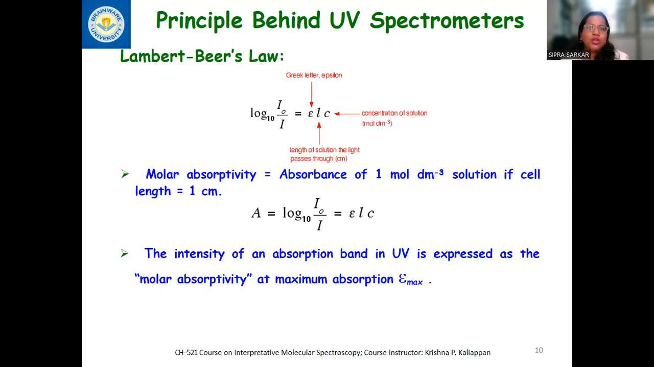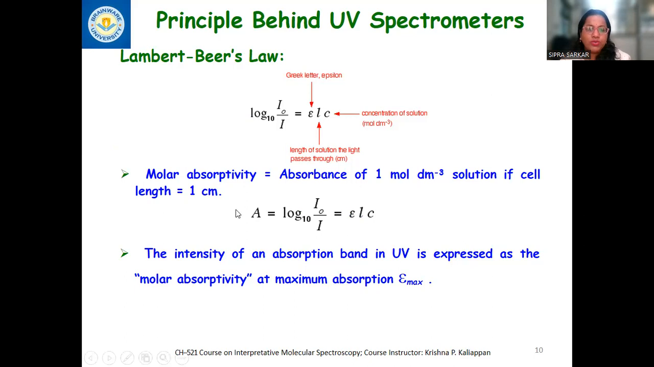So coming to the Beer-Lambert law. Lambert and Beer have combined this formula: log I0 by I equals epsilon L C. So epsilon is a Greek letter, C means concentration of the solution, and L means length of the solution through which the light is passing. That means the sample cell, that is 1 centimeter, is the cell.